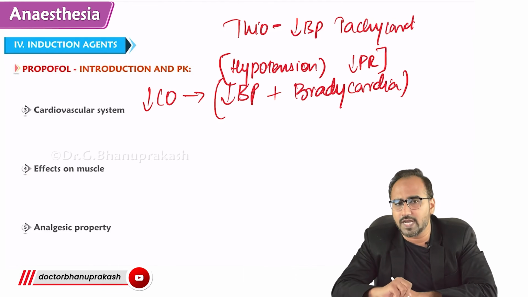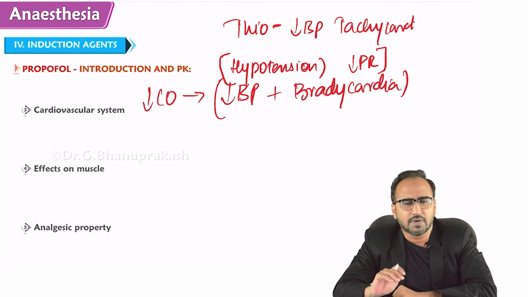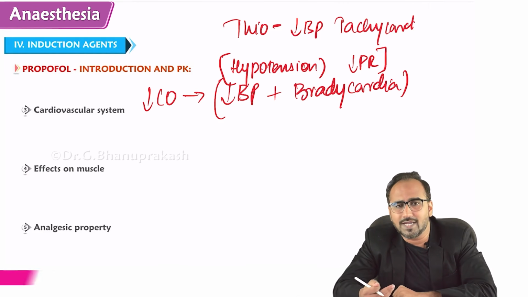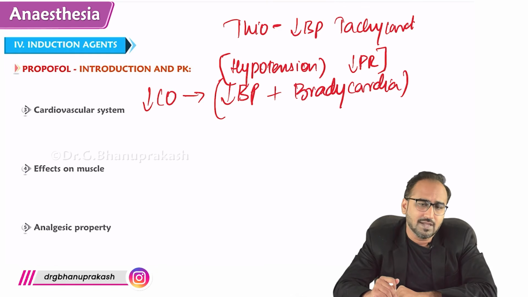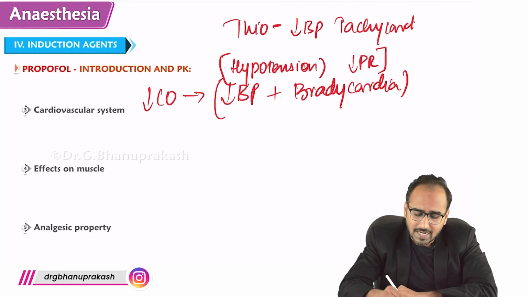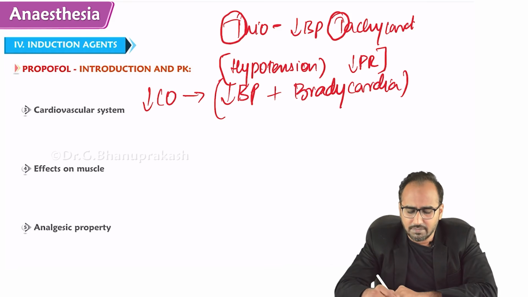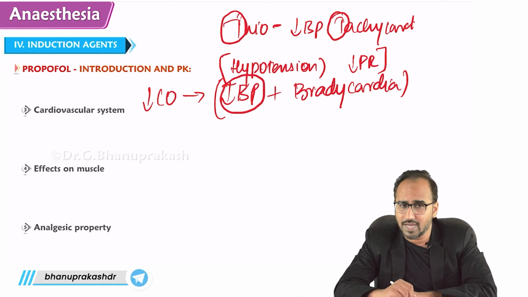Sometimes in the exam we forget who causes hypo and tachy and who causes hypo and brady. Both are causing hypotension, that we can remember. Remember guys, thiopentone causes hypotension and tachycardia. T for thiopentone, T for tachycardia. But again, primarily both are causing hypotension.